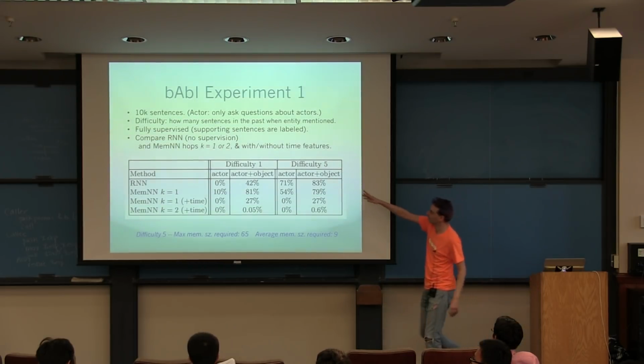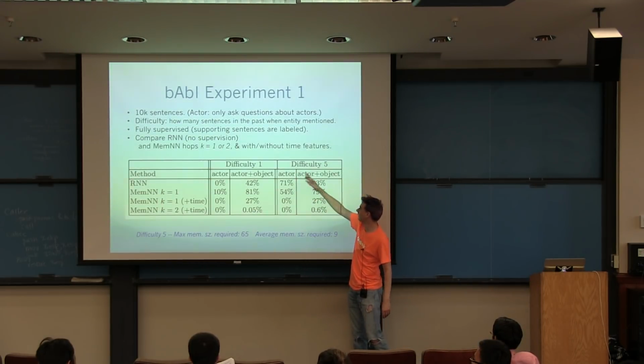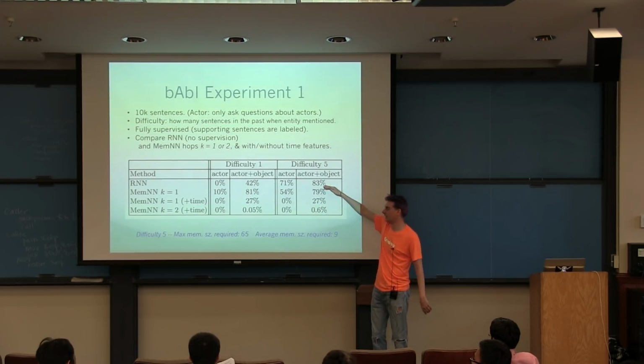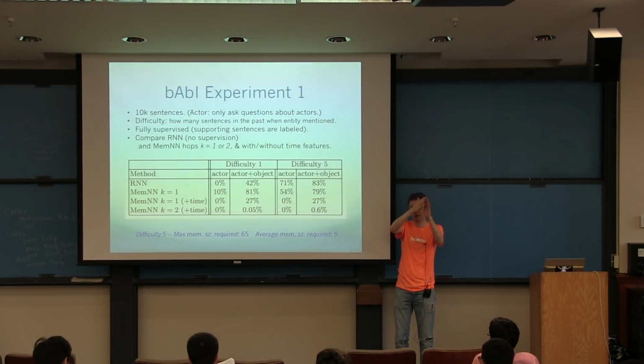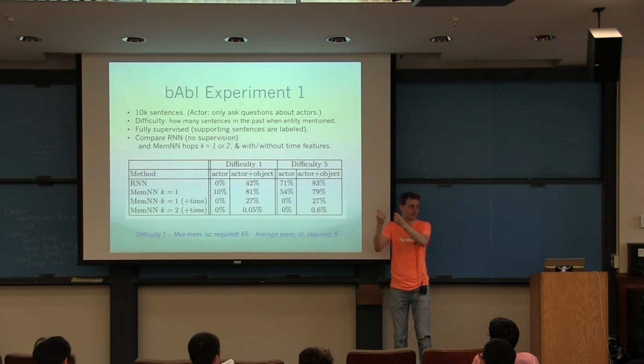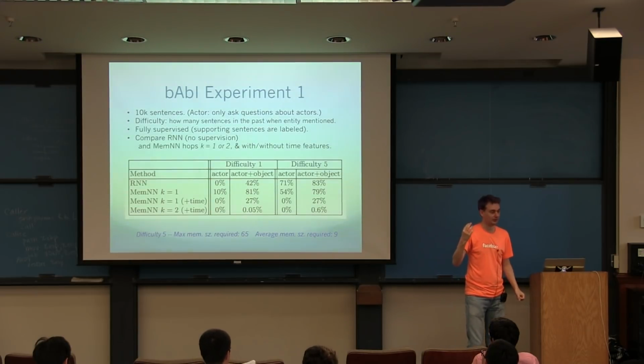So these are the two difficulty levels, and then these are the two tasks, the actor and the actor plus object, and we compare to a standard recurrent neural network that's basically just reading the story up until the point that it gets the question, then it has to produce a symbol which would be the answer.